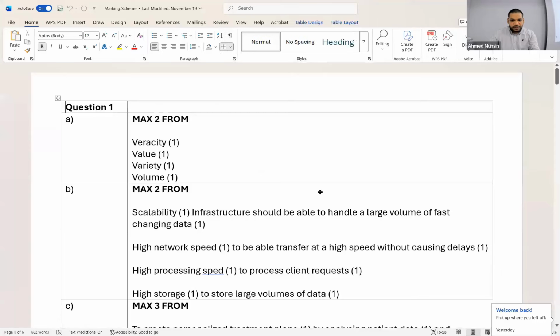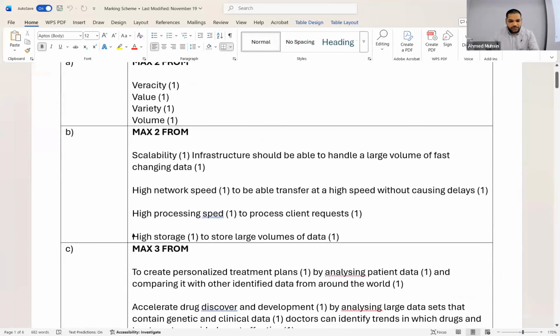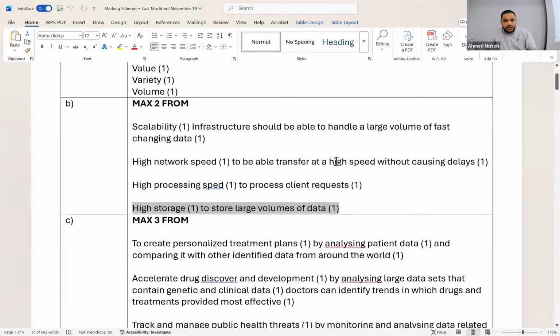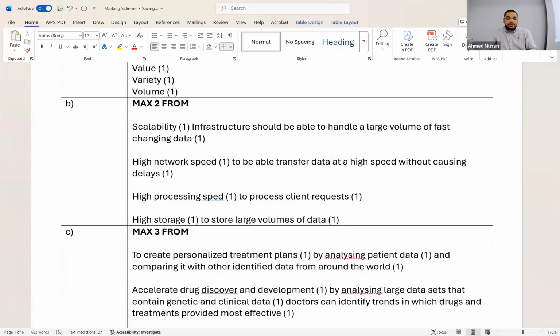Can you all read the examiner's answer for high storage? Everyone, very simple answer over here. High storage space to store large volumes of data. Okay, everybody, you all can note these down. High network speed to be able to transfer data at a high speed without causing delays. Scalability: existing infrastructure should be able to handle a large volume of fast changing data. Are we okay with this?